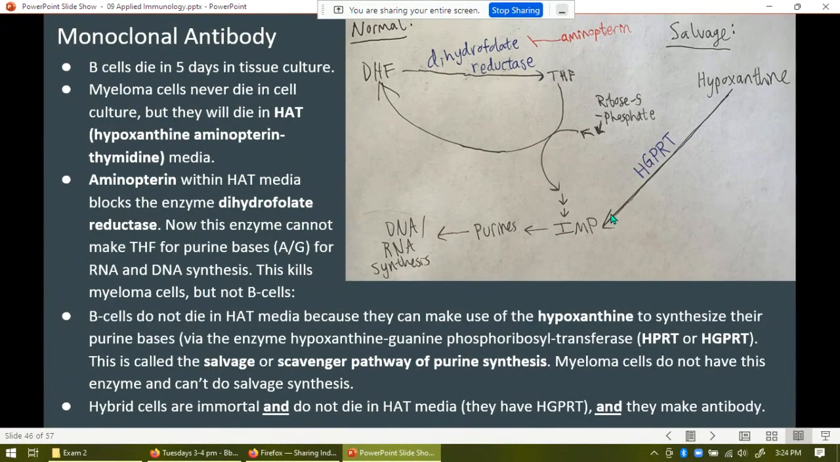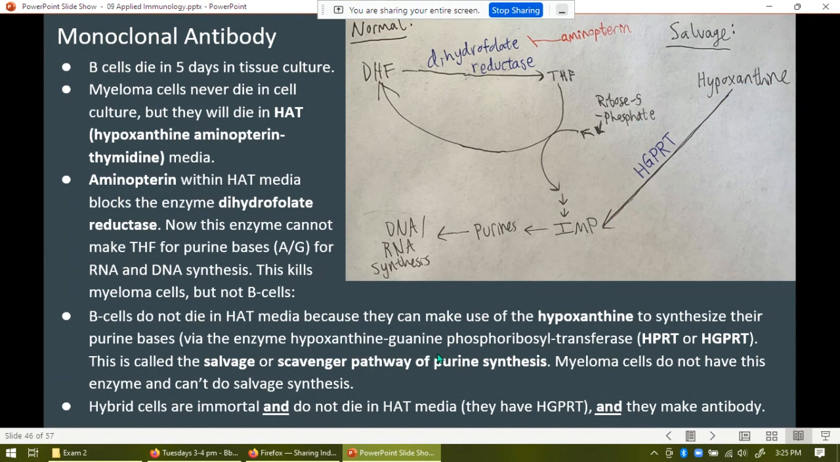Normally, that IMP, inosine monophosphate, can only be made in this normal pathway. But B cells and plasma cells have this really fancy pathway they can do where they take hypoxanthine and make it into the precursor for purine synthesis. This is called the salvage pathway or the scavenger pathway of purine synthesis. Myeloma cells do not have this enzyme. That is just a fact of nature. Myeloma cells don't have HGPRT, so they can't do salvage pathway synthesis.